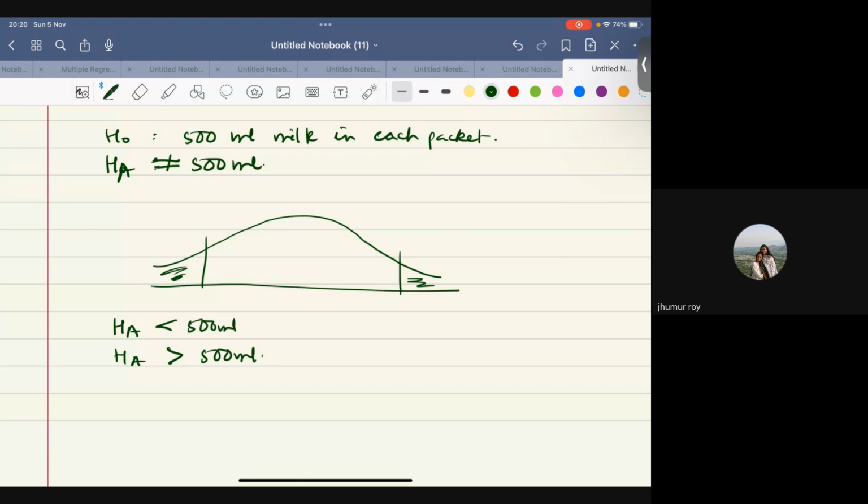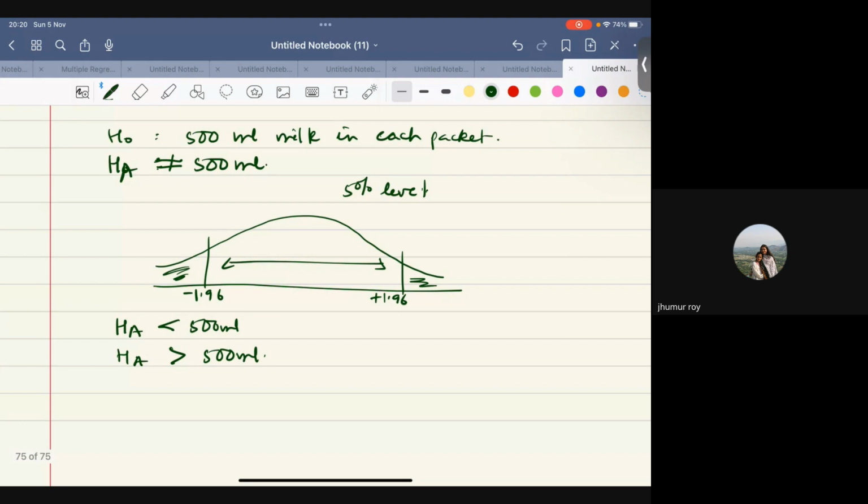Now, if I'm taking a 5% level, then in this case the value will be minus 1.96 and plus 1.96. So if the value is between minus 1.96 and plus 1.96, we will accept the null hypothesis. This is called the acceptance region. So if the value lies between these two values, we will say the null hypothesis is correct. Are you following me till here?